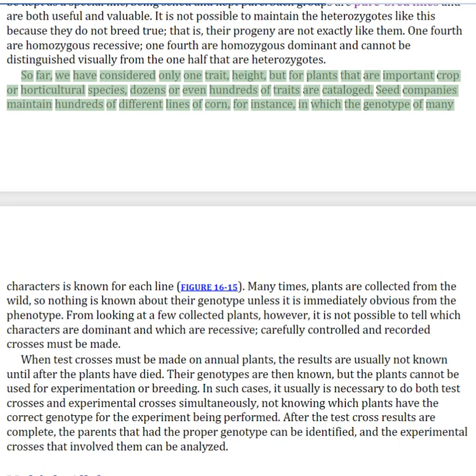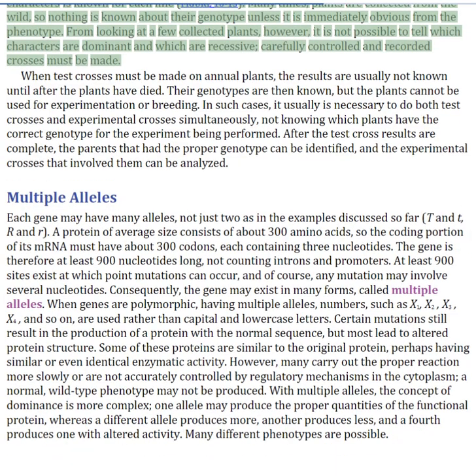Seed companies maintain hundreds of different lines of corn, for instance, in which the genotype of many characters is known for each line. Many times, plants are collected from the wild, so nothing is known about their genotype unless it is immediately obvious from the phenotype. From looking at a few collected plants, however, it is not possible to tell which characters are dominant and which are recessive. Carefully controlled and recorded crosses must be made.